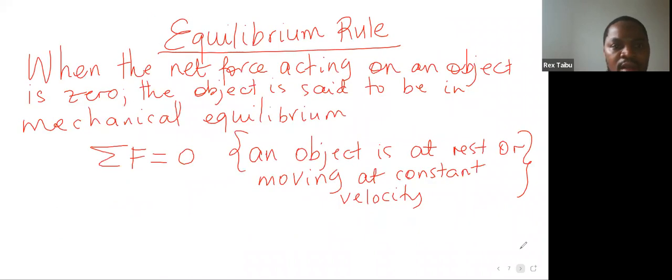All right, so let's talk about the equilibrium rule. Now, when the net force acting on an object is zero, the object is said to be in mechanical equilibrium. So if you sum up all the force vectors acting on the object, and the sum is zero, the object could be at rest, or it could be moving at constant velocity. That object is said to be in mechanical equilibrium.